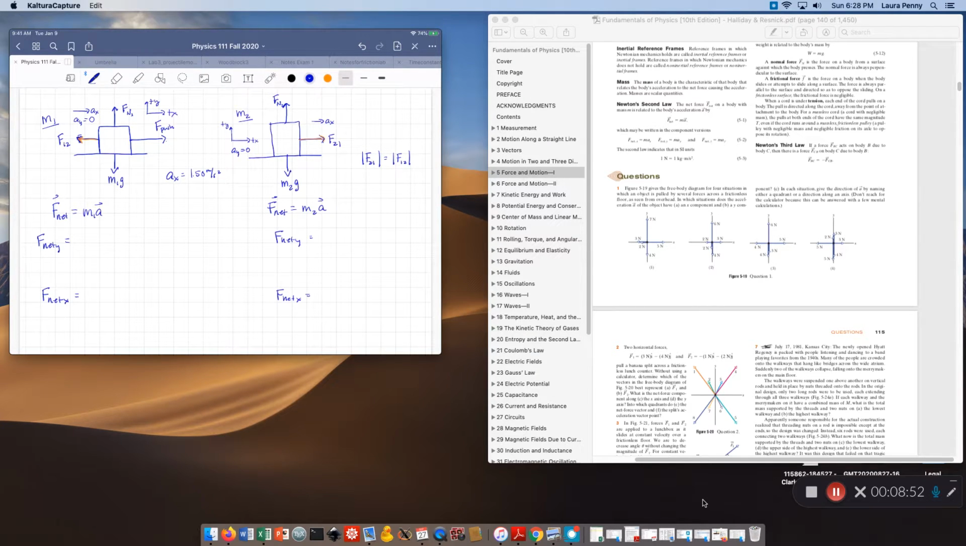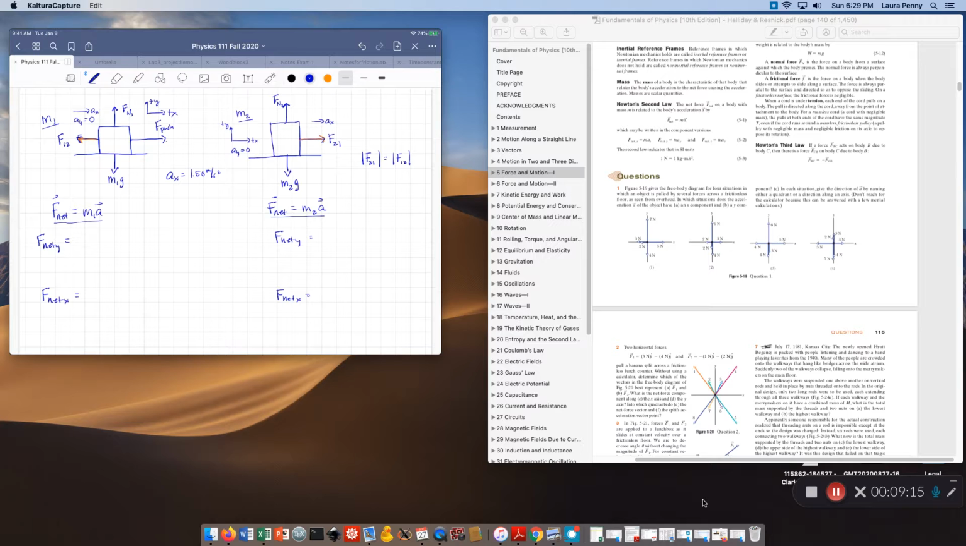Again, even though the two blocks are right next to each other, in this situation I need to separate them and talk in terms of what forces are on M1 and then what forces are on M2. And then they each get their own F net equation. You don't treat them like one, you treat them separately.